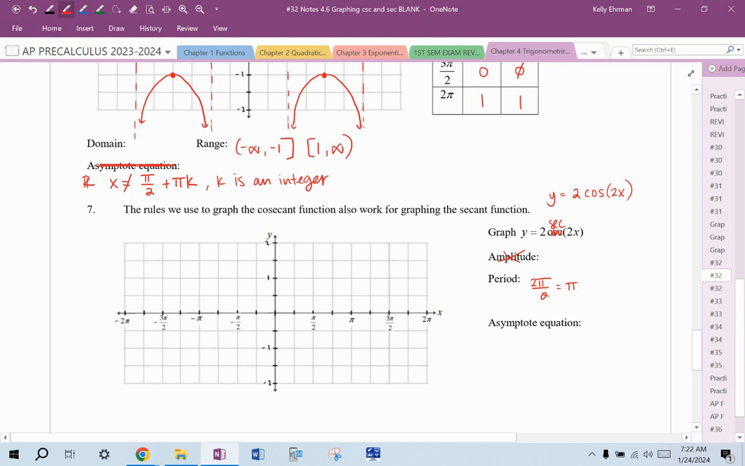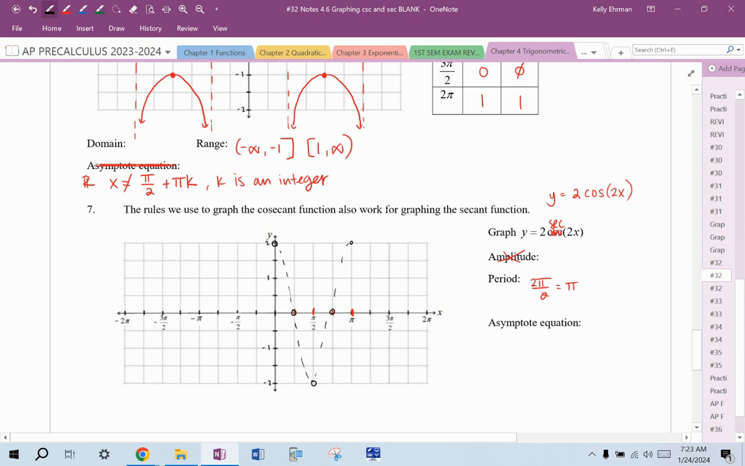So let's divvy up pi into 4 equal parts. And let's do that little ghost curve like we did before. So the cosine curve has an amplitude of 2. And then it hits 0 at pi over 2, negative 2, 0, 2. So here's the little cosine curve.